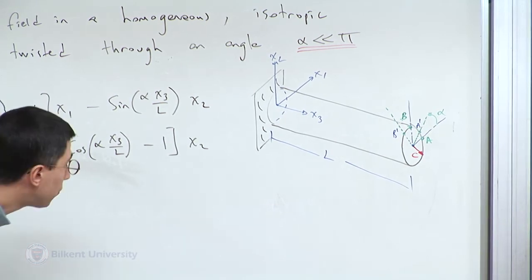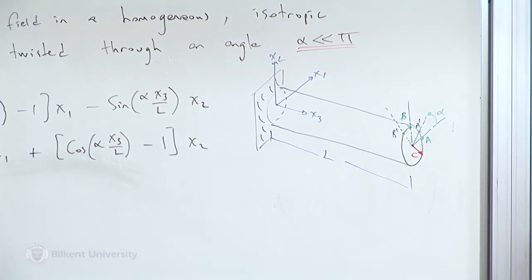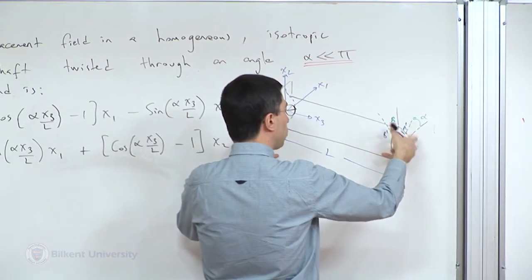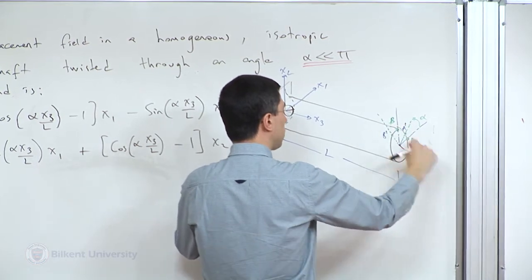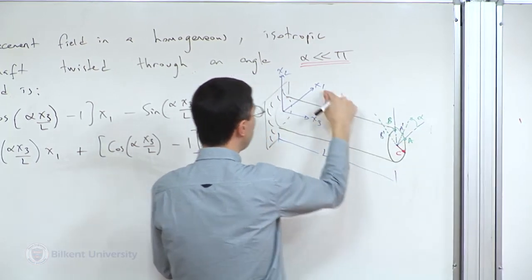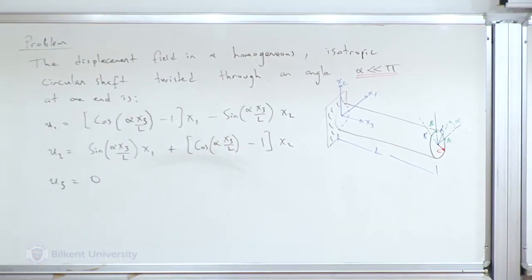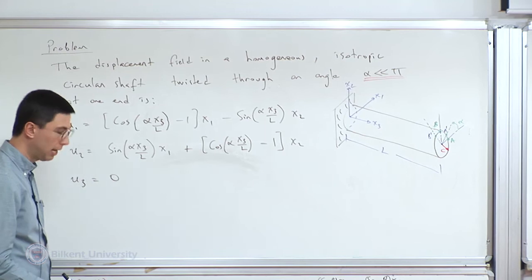Okay? Now, U3 in this case, it's 0. So there will be no displacement in the 3 direction. I'm just twisting the end. So all the displacements at any cross section are confined to the x1, x2 plane. All right? So circular cross sections remain planar and circular.